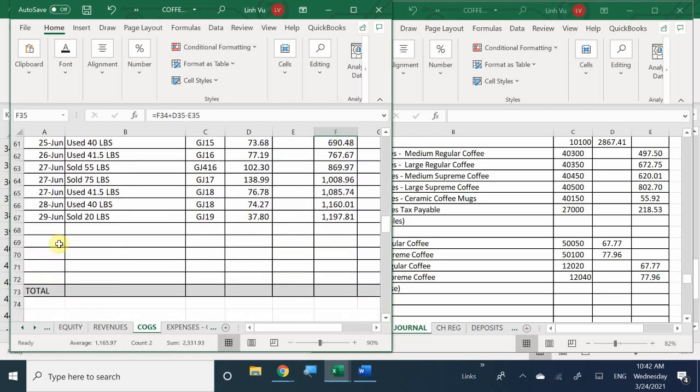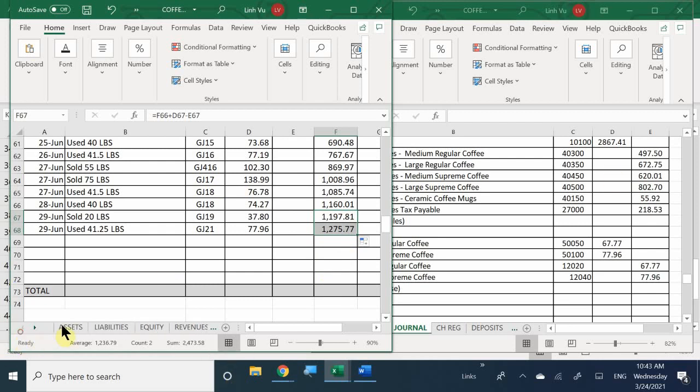Then for our Supreme coffee, once again, $6.29. We used 41.25 pounds. General Journal number 21. So this was for 77.96. So what is my ending balance here? 1275.77. Good, excellent. Now we got to actually update our inventory.